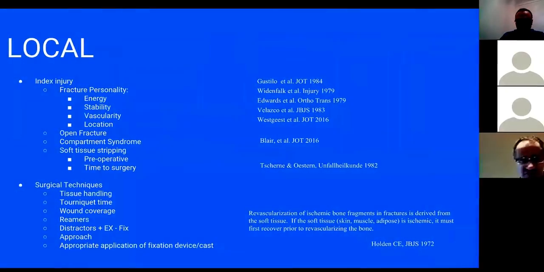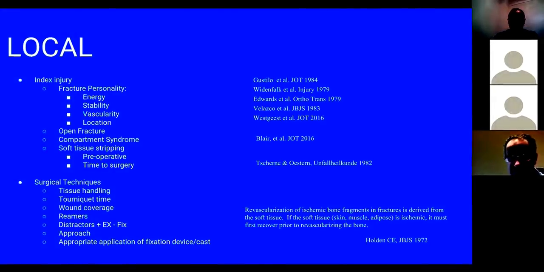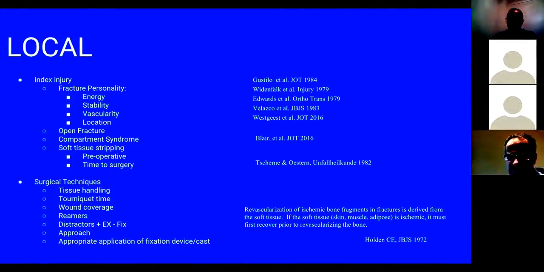Moving on to local, remember, you don't have a lot of time to be talking about every part of this, so just make sure you get your headings in first so that the examiners know where you're going. Local includes index injury, fracture personality, energy, stability, vascularity, and location of the fracture within the bone. So if it's tibial diaphyseal, it's a higher risk of non-union versus, for example, a metaphyseal tibia.